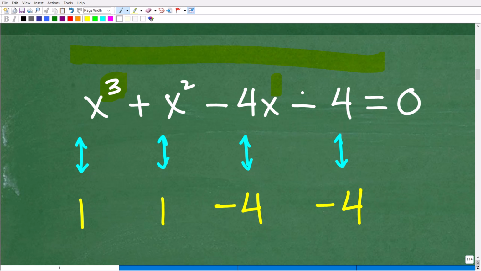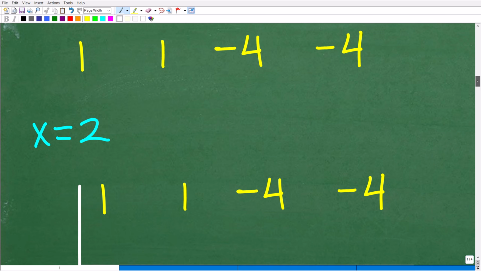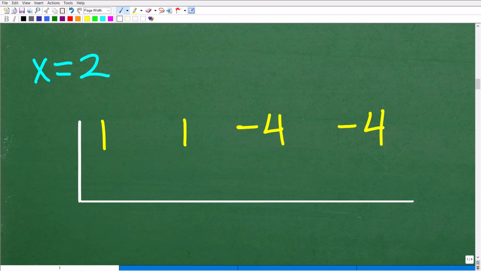Now what we want to do is look at the coefficients of each of these respective terms. Here we have 1x cubed, so we're going to put the coefficient 1 down right here. This is 1x squared, so that's 1. This is -4, so we'll have -4, and then here we have -4, so we'll put a -4 right there. So you want to list out the coefficients of your polynomial written in standard form. Now, you're not just going to write it like this. In fact, you're going to write it like so. Here are the coefficients.